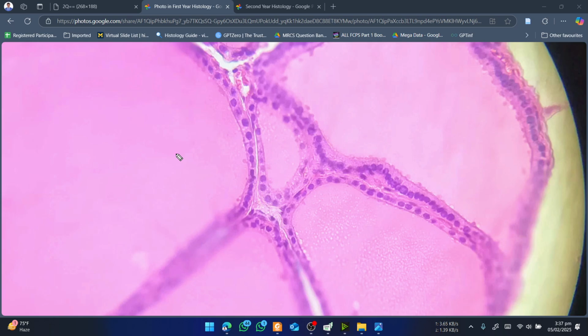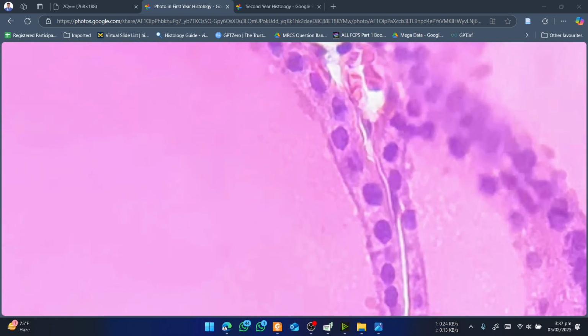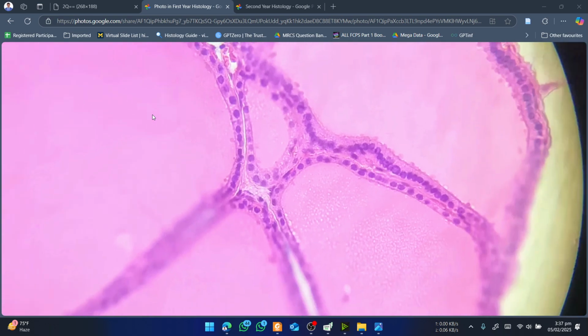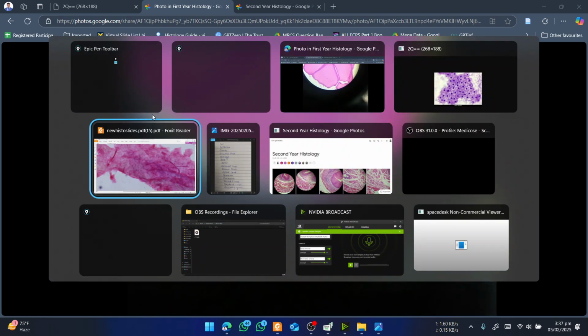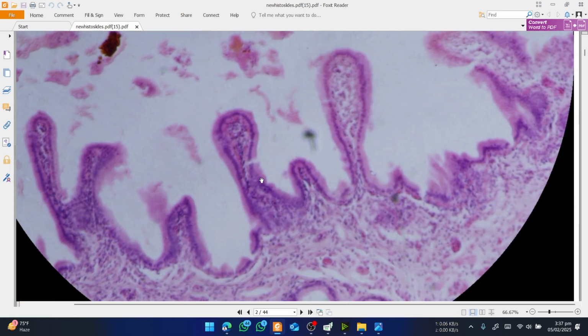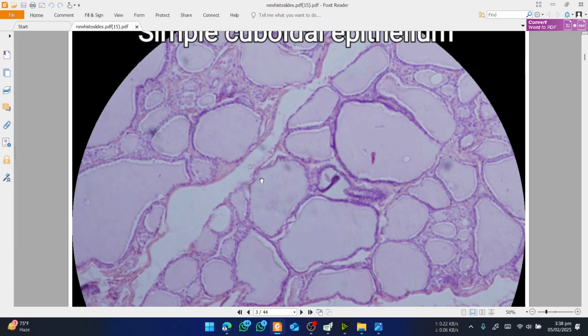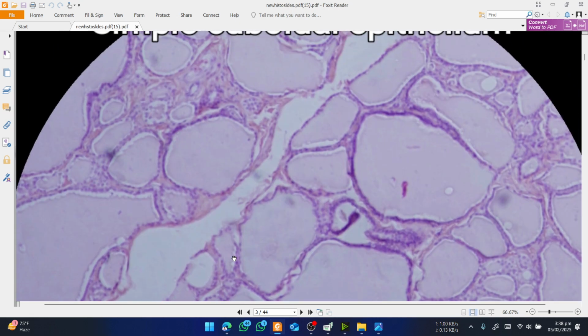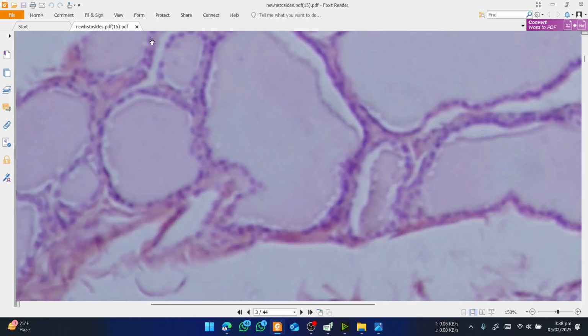So this is simple cuboidal epithelium. And here is the picture that is showing it right here. You may not see it very clearly. This is a simple cuboidal epithelium. So these are actually the cells. This whole slide is not, but these are actually the cuboidal cells. This is one cell and this is the other cell. That is why I'm showing you the other pictures too.